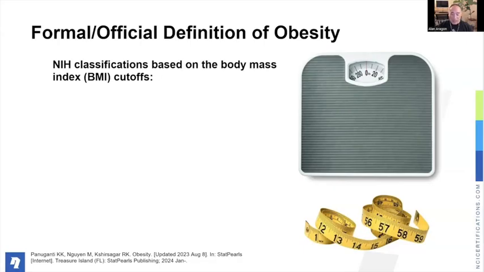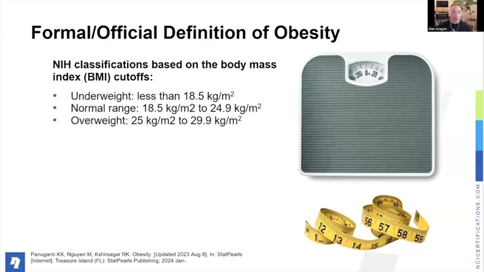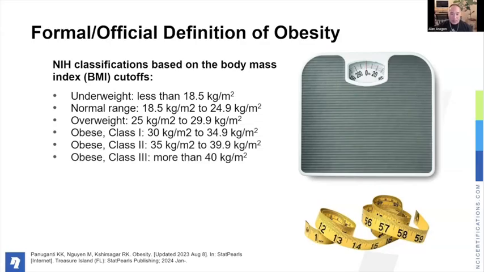And the NIH put forth the cutoff points for the various body weight categories based on BMI. So there's underweight, normal range, and then overweight. And they did the same thing with three different classes of obesity. So class 1 obesity begins at a BMI of 30. Class 2 obesity begins at a BMI of 35, and class 3 obesity begins at a BMI of 40 or beyond.